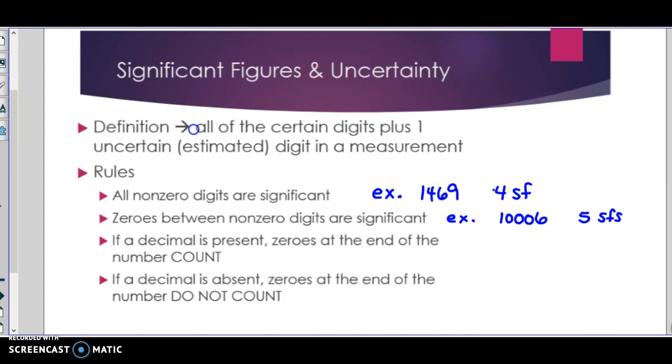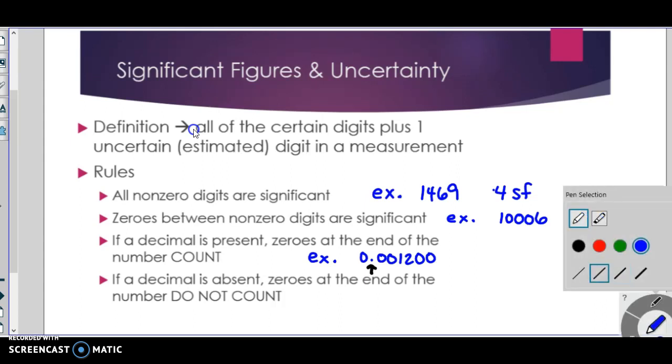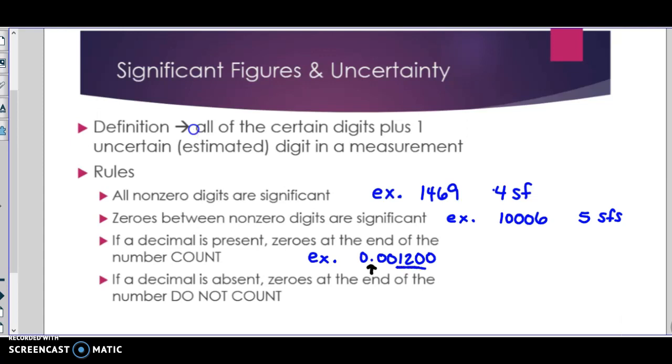If a decimal is present, the zeros at the end of the number count, and if a decimal is absent, the zeros at the end of the number do not count. These are a little more confusing. For example, if I said this, there are zeros both in front and behind the other numbers. Since the decimal is present, we say that the zeros at the end of the number count, which means that this number on are significant, and that would be 4 significant figures.